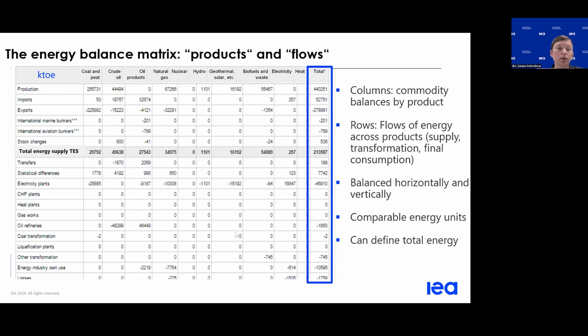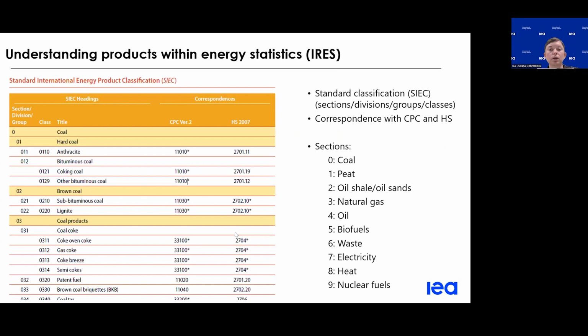Now, on the side of flows, we don't have the row that is called total. It's balanced in a different way, and I'll talk about that in 2 minutes. Let me first go to the definition of different products.